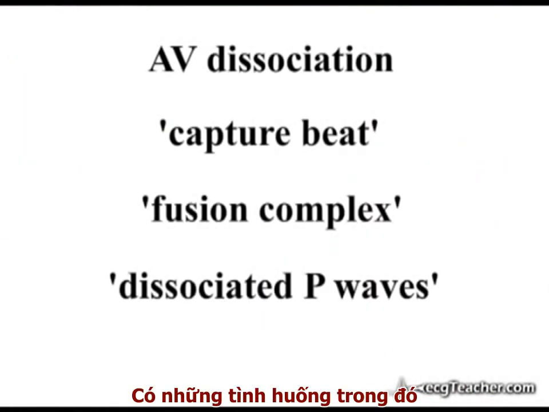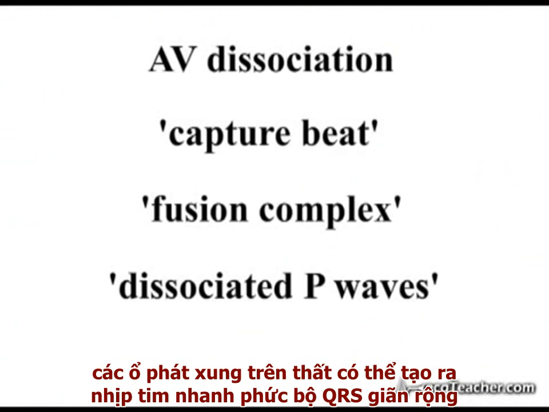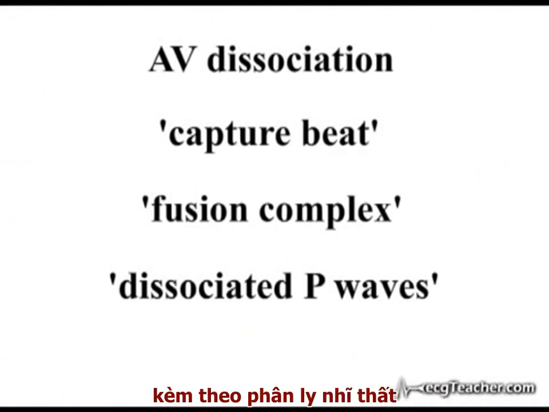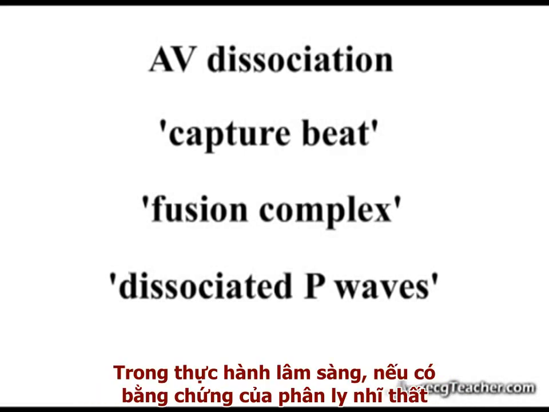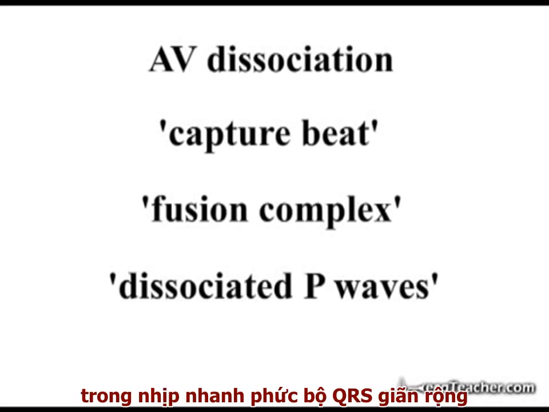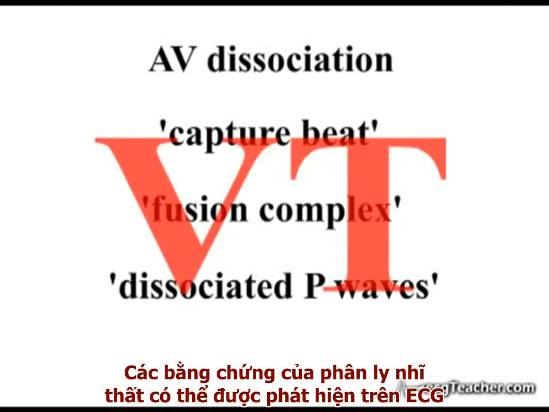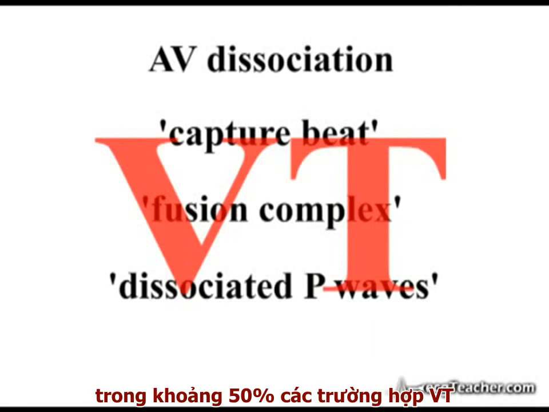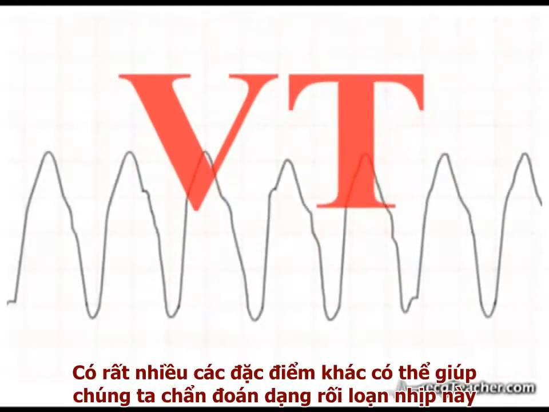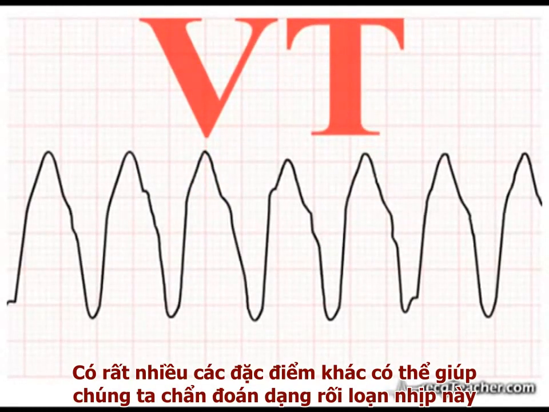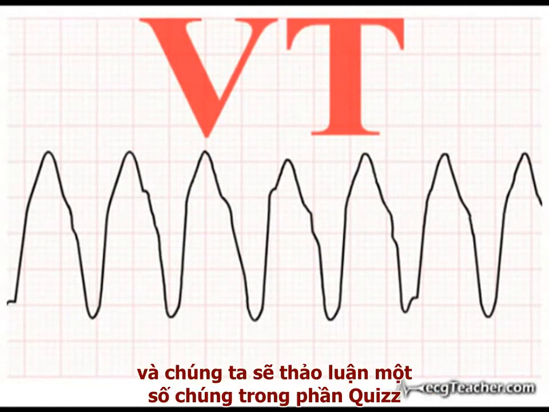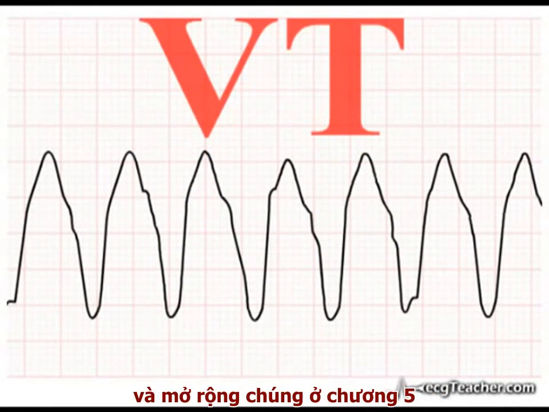There are situations in which a supraventricular focus can generate a broad complex tachycardia with AV dissociation, but these situations are rare. In practice, evidence of AV dissociation in a broad complex tachycardia strongly favors a diagnosis of VT. Evidence of AV dissociation is detectable in approximately 50% of cases of ventricular tachycardia. There are many other features which help in the diagnosis of this arrhythmia, and we will discuss some of these in the quiz section and expand on this in section 5.